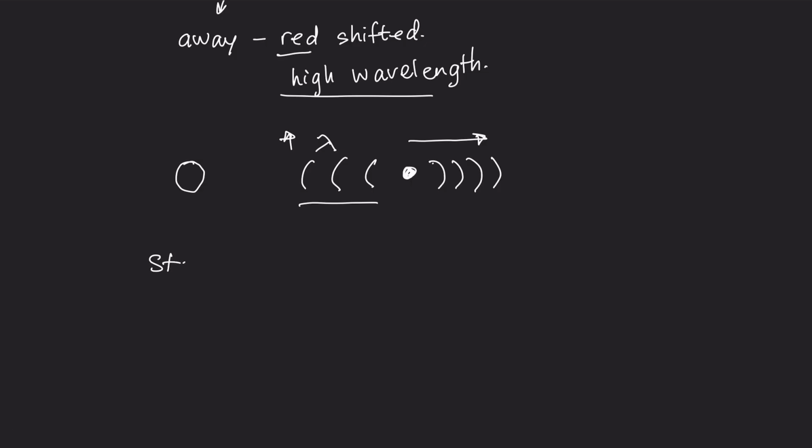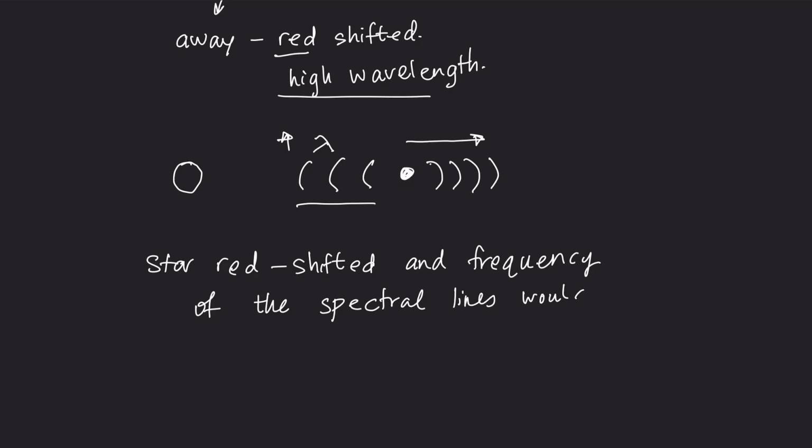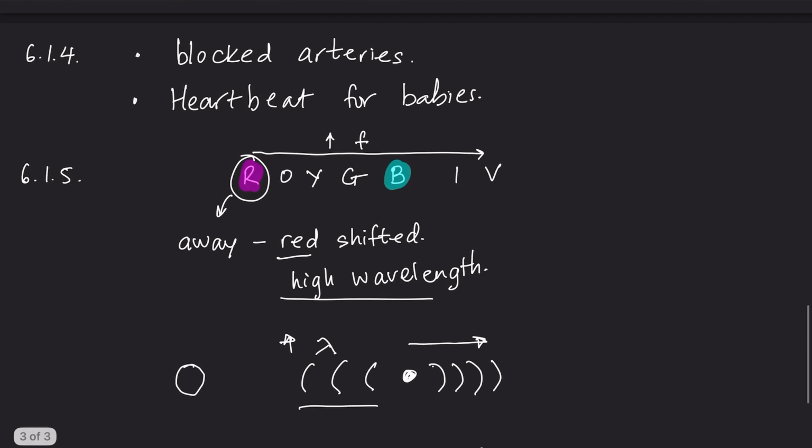The star would appear red shifted, and the frequency of the spectral lines would decrease. Because remember, red has a high wavelength, but it's going to have a low frequency. Okay? And that's it for this paper.